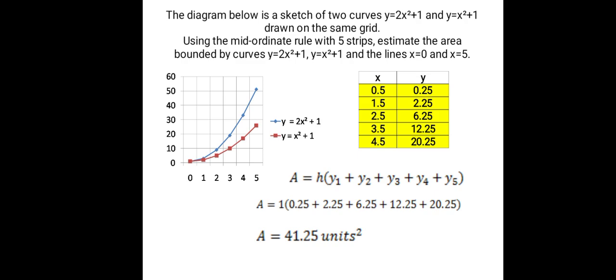The diagram below is a sketch of 2 curves, y = 2x² + 1 and y = x² + 1, drawn on the same grid. Using the mid-ordinate rule with 5 strips, estimate the area bounded by the curves y = 2x² + 1, y = x² + 1, and the lines x = 0 and x = 5.